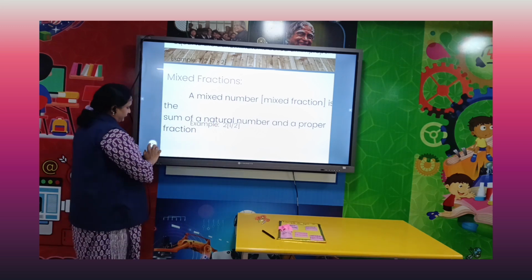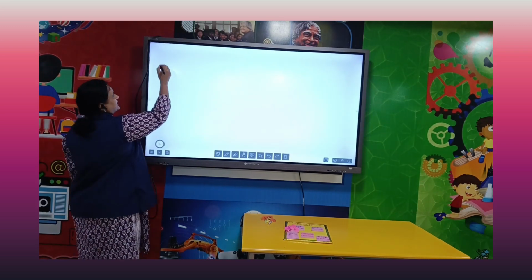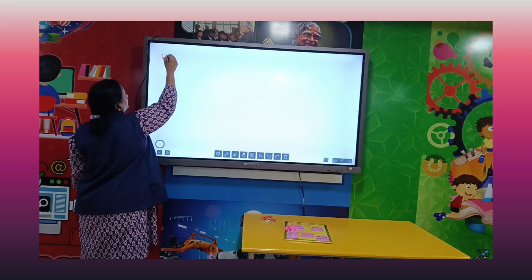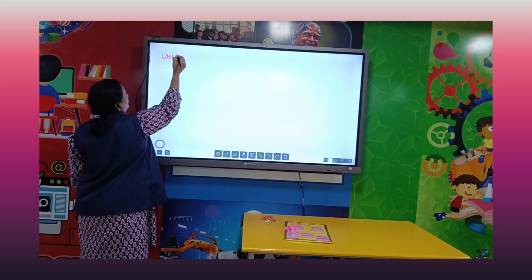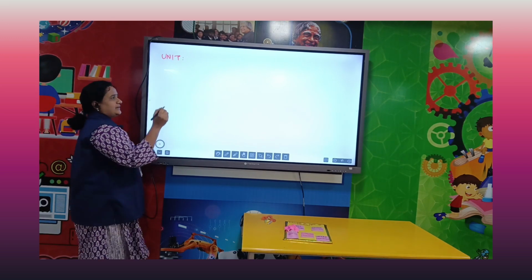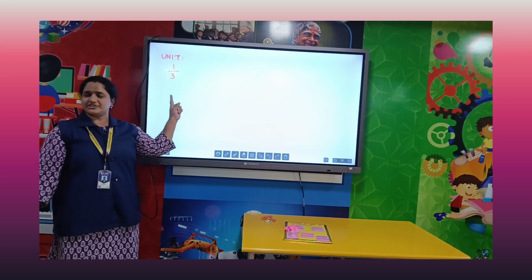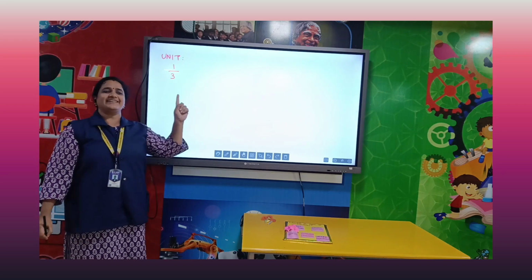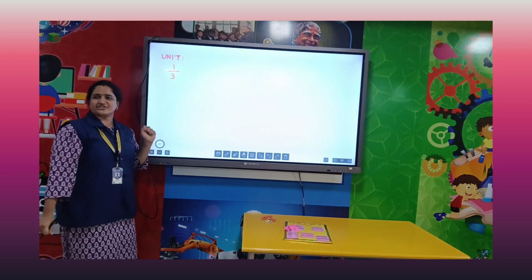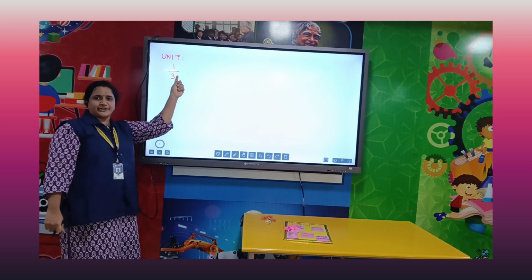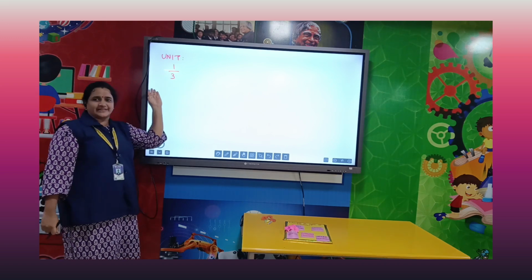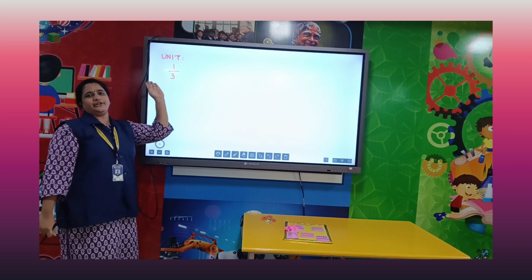Now we will see a few examples for unit fraction. For unit fraction, 1 by 3. Is it a unit fraction? Yes children, yes. This is a unit fraction because we have 1 in the numerator and a different number in the denominator. So this is called a unit fraction.